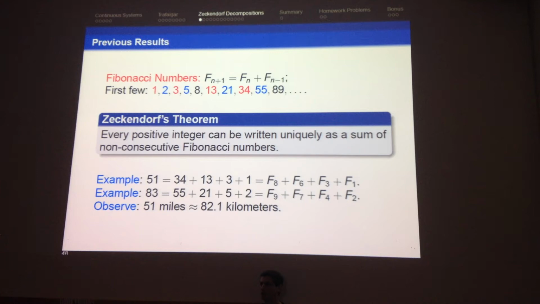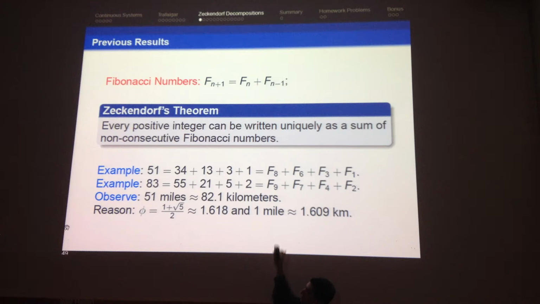Good. So in the limit, each Fibonacci number is approximately the golden ratio larger than the previous. What's the golden ratio? 1 plus square root of 5 over 2, which is about 1.618. The conversion factor between miles and kilometers, 1.609. To tie into earlier of the talk, where did kilometers come from?